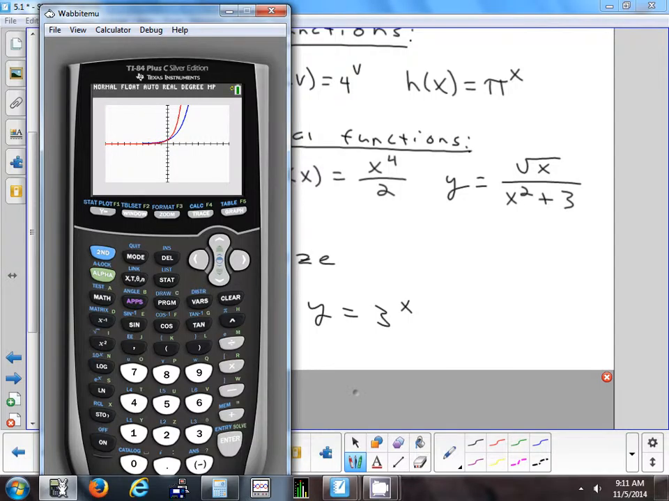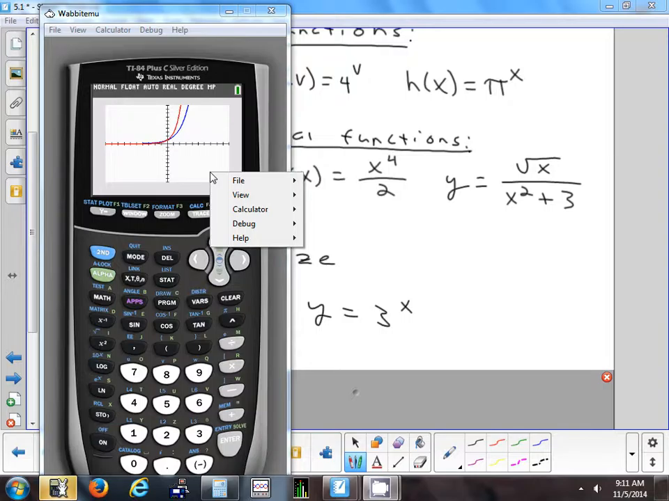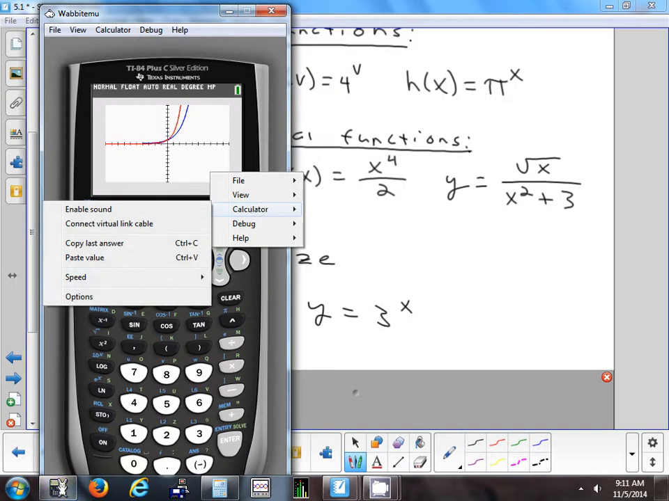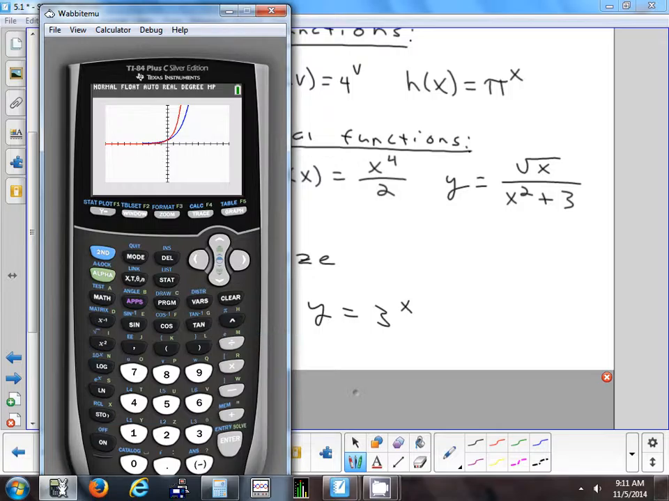What do you notice about these graphs as you head further and further to the left? What does it look like is happening? It looks like it's happening, but it's not really happening. They become closer and closer to the x-axis, the line y equals 0.